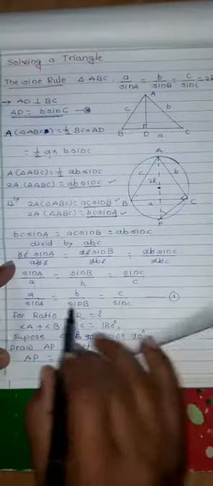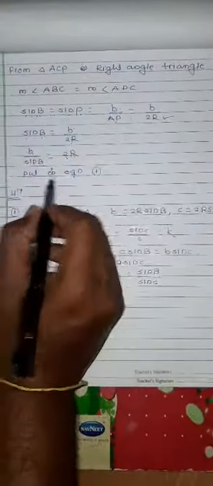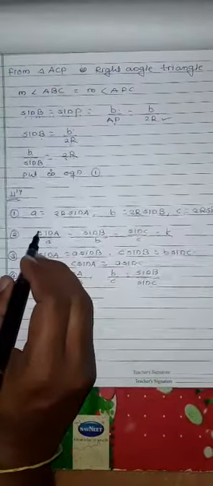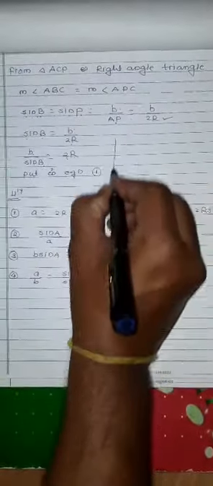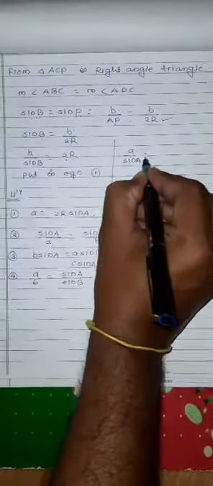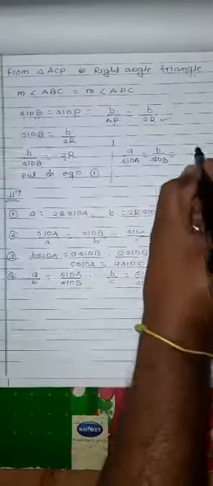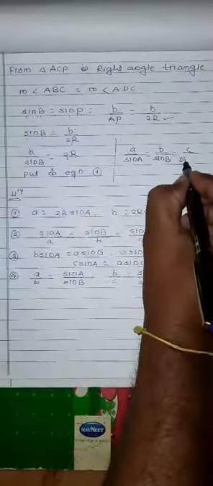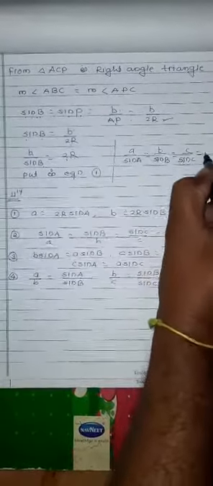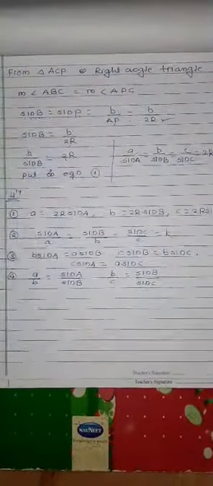Put it into this equation number 1. We got a upon sine of capital A is equal to b upon sine of capital B is equal to c upon sine of capital C is equal to twice of R.